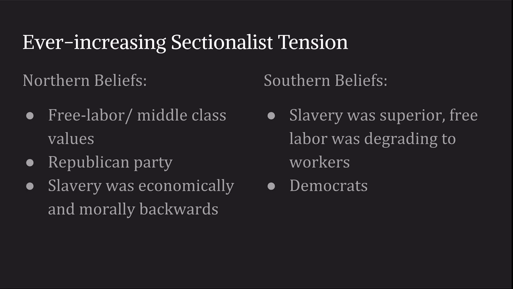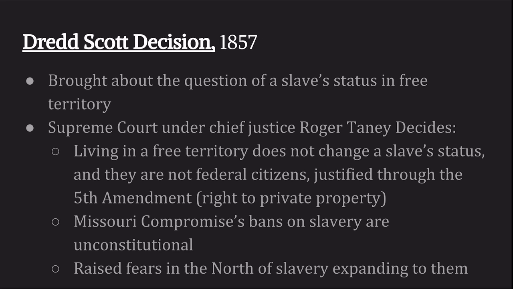The North believed in free labor, middle class values. They were Republican mostly, and of course, slavery was backwards. The South, on the other hand, believed that slavery was a superior economic practice, and that free labor was degrading to workers. And of course, they were Democrats.